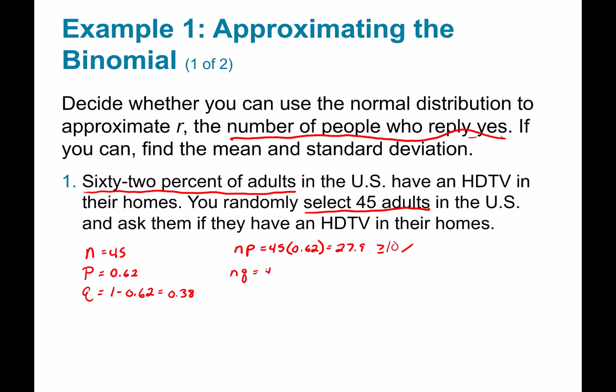N times Q is 45 times 0.38. And so we check that. We get 17.1, which is greater than or equal to 10. So we're good also. So because both of these are greater than or equal to 10, yes, we can use the normal approximation.